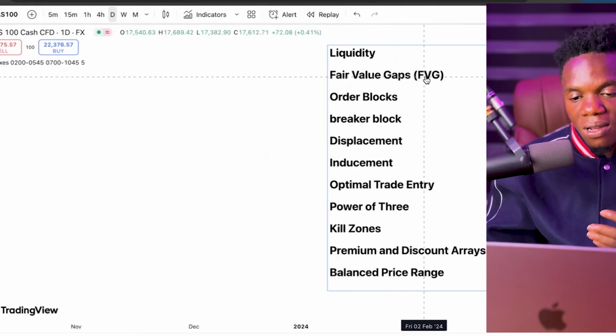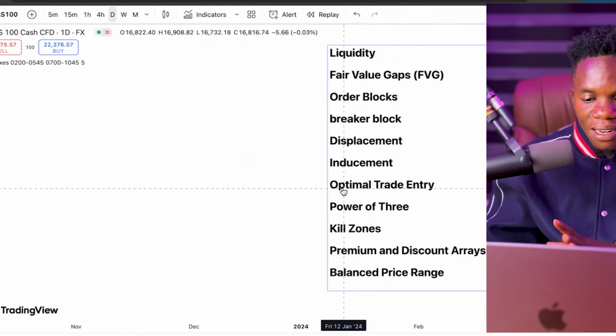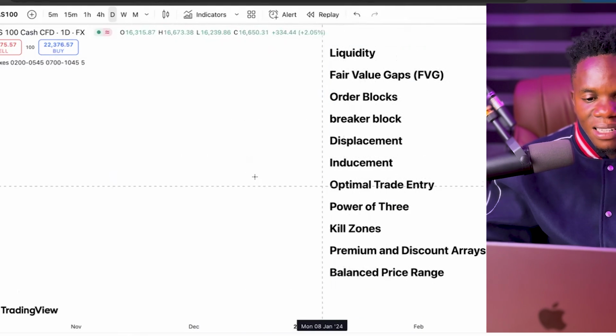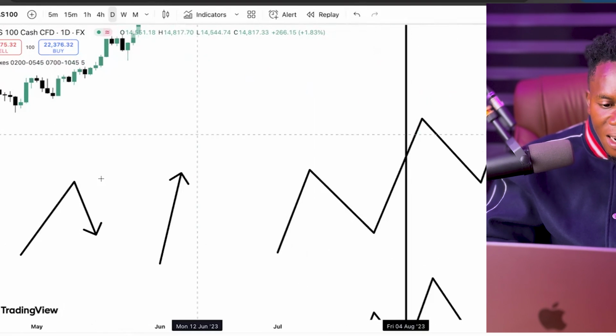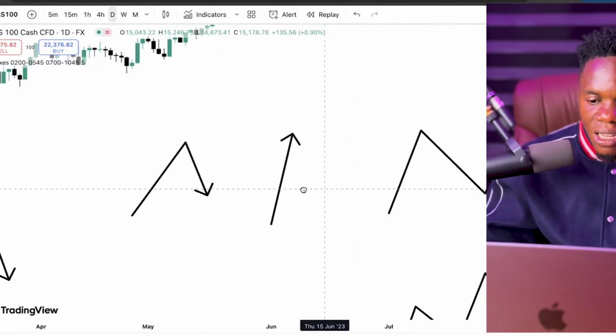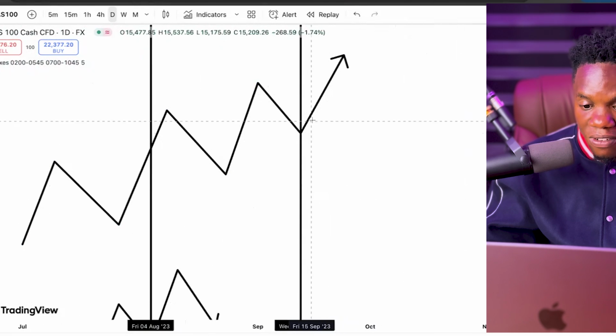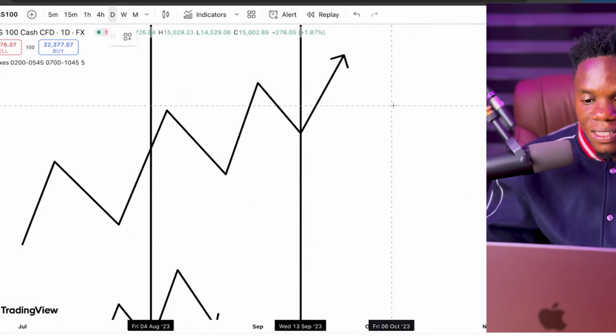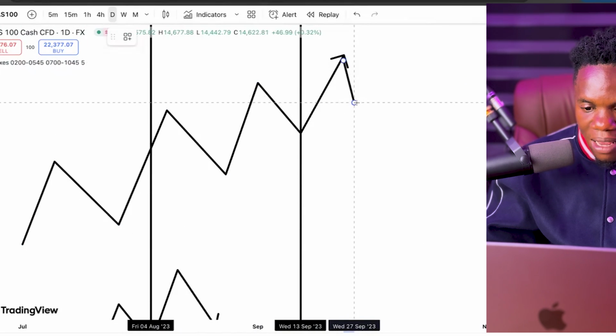Because when dealing with fair value gap, order block, or any other concept here, you need to understand these two things: direction and entry. Sometimes the direction of the market may be bullish, or let me work with something like this. The direction of the market is bullish, and then you are seeing an entry opportunity that looks bearish.